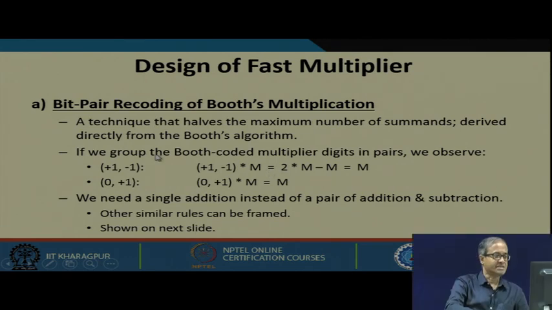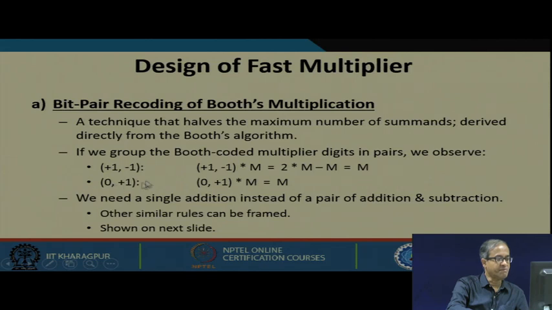So, the observations are like this. In the original Booth encoding, let us say we have two symbols plus 1, minus 1, one after the other. Plus 1 means addition. Minus 1 means subtraction of m. Now, plus 1 coming before means that I have to make one left shift of m. Left shift of m means 2 into m, and then we subtract m. So, plus 1, minus 1 both operating on m means effectively 2 into m minus m, because this plus 1 will be shifted left by one place. Effectively, it means multiplying by 2, and minus 1 will be the lower significant minus m. So, effectively this means m.